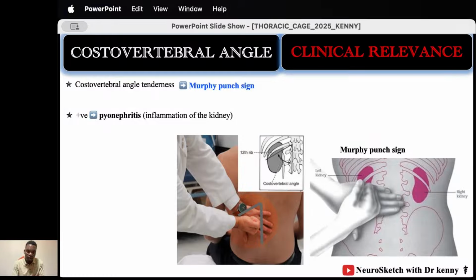The Murphy punch sign should not be confused with Murphy sign. You might have heard of Murphy sign, which is palpation around the region of the gallbladder, which results in pain. It's something different, and we will discuss the Murphy sign sometime later, but it should not be confused with the Murphy punch sign.